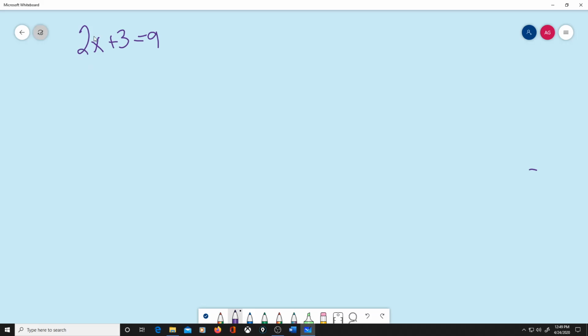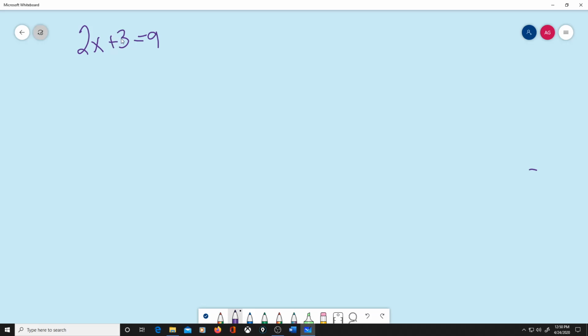So let's look at an example here. So now we have 2x plus 3 equals 9. So if you see now, we have added this constant in. So we don't have 2x equals 9. We have this whole expression here with two terms in it. So to start off, I need to get rid of this constant.